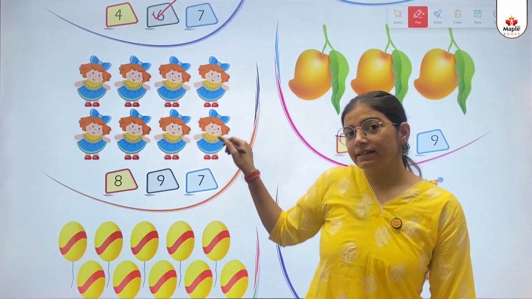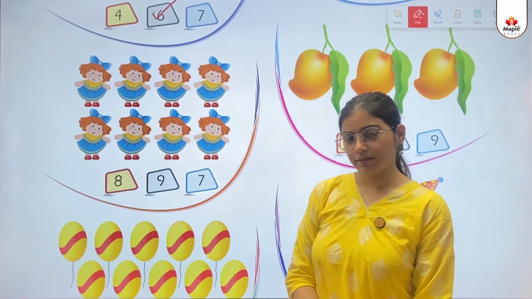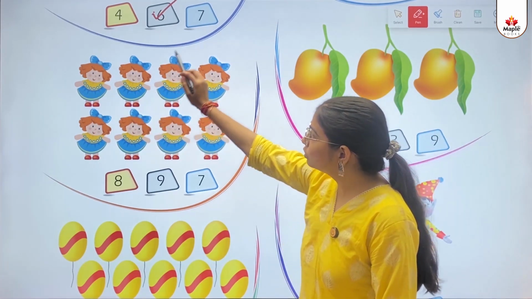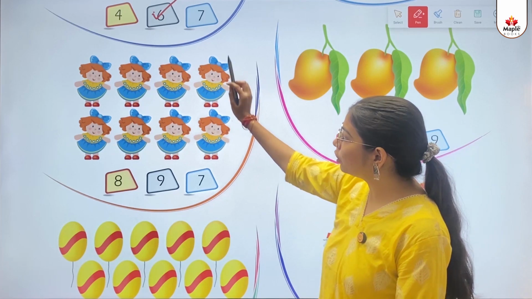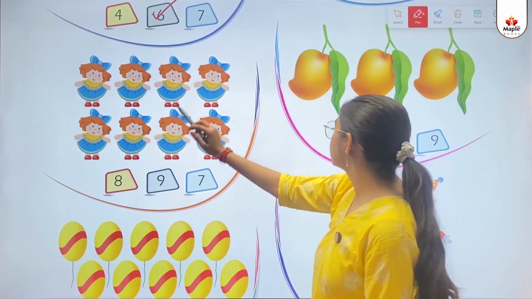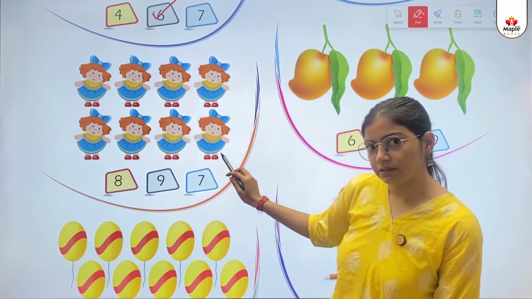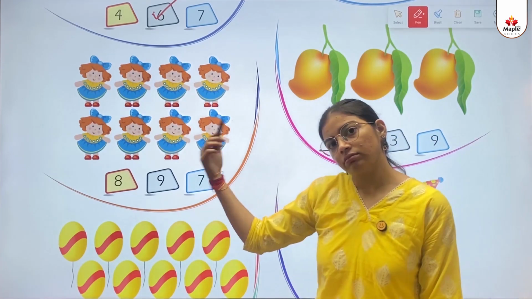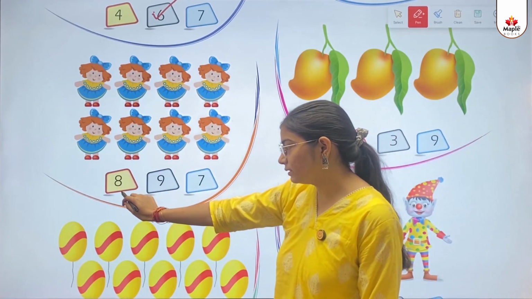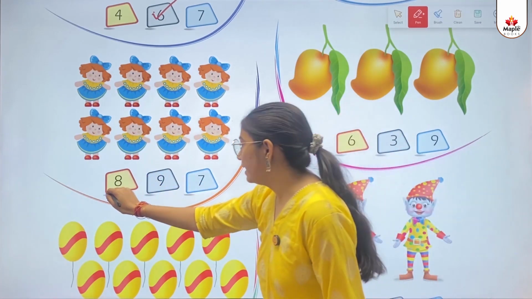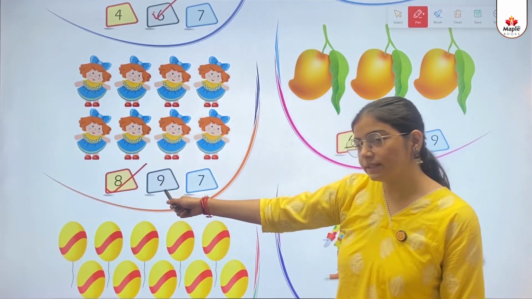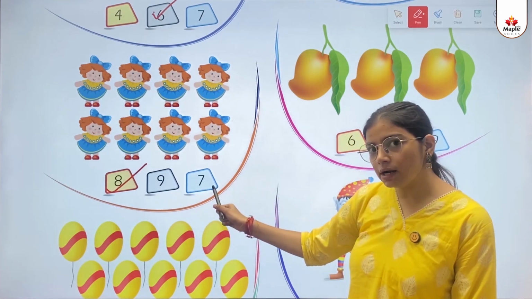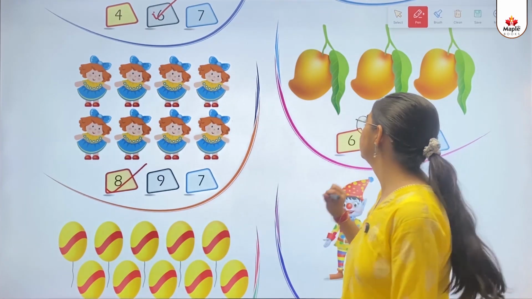How many dolls are there, kids? We will count together. 1, 2, 3, 4, 5, 6, 7, 8. There are 8 dolls. So we will tick on 8. Is this 8? Yes, this is 8. What is this number called? This is called 9. And this is called 7.